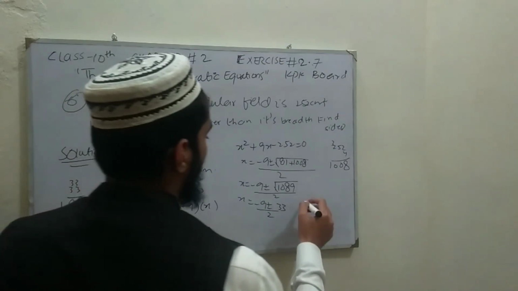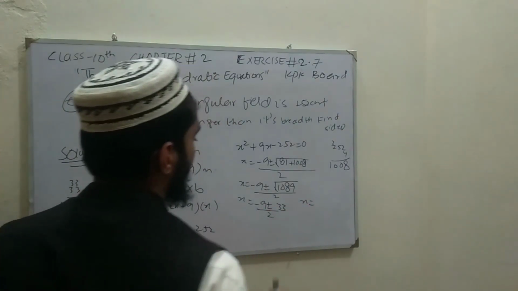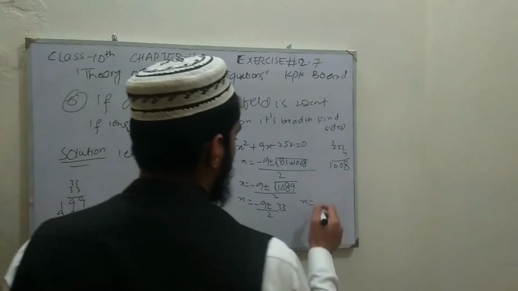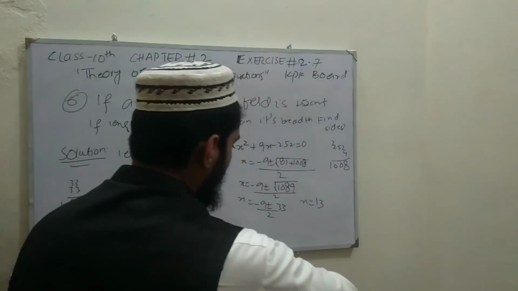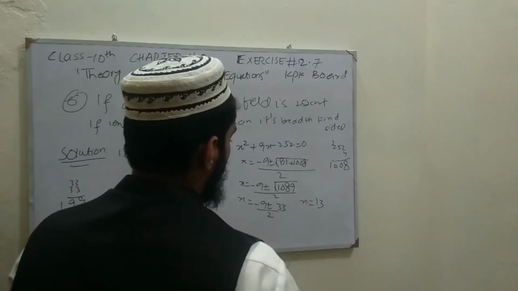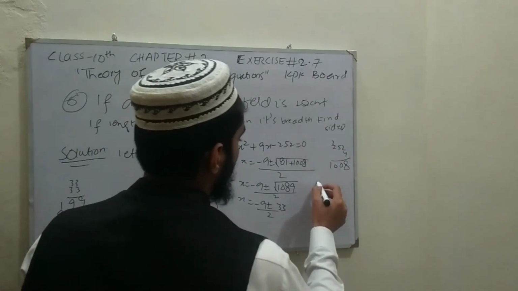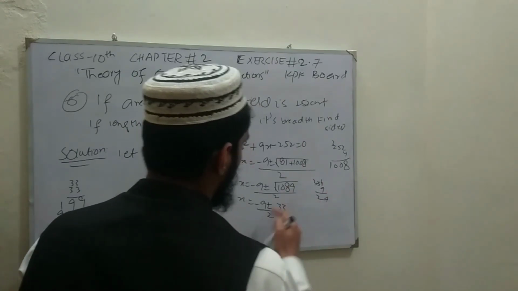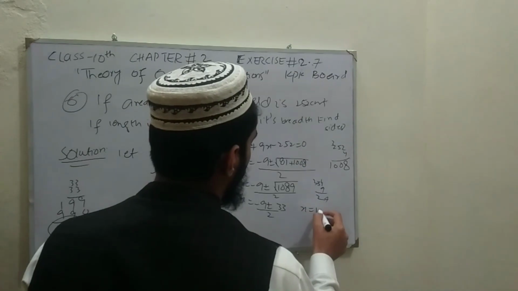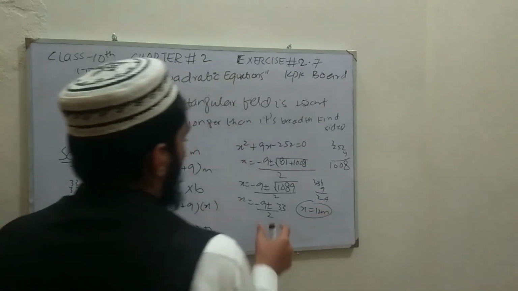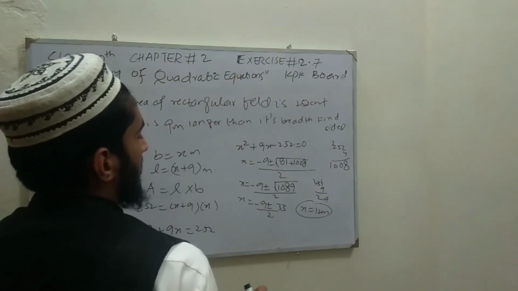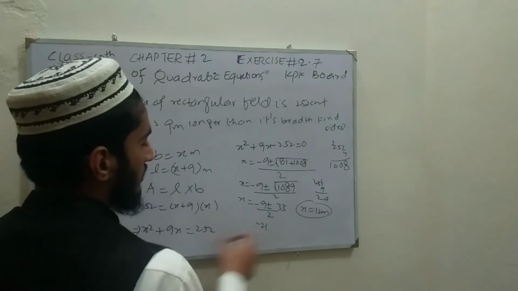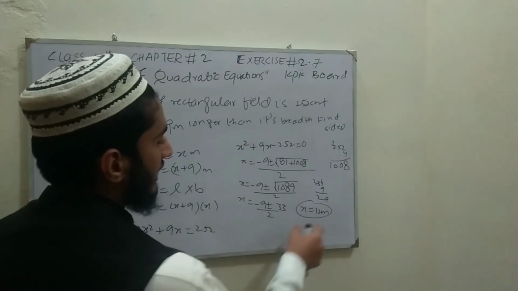Applying the zero factor property, the value of x will be equal to minus 9 plus 33, which gives us 24, and 24 divided by 2 gives us 12 meter. And for the negative value, minus 9 minus 33 gives us minus 42, divided by 2 gives minus 21. We know that length and breadth cannot be negative, so this is not the value. The only value is x is equal to 12.